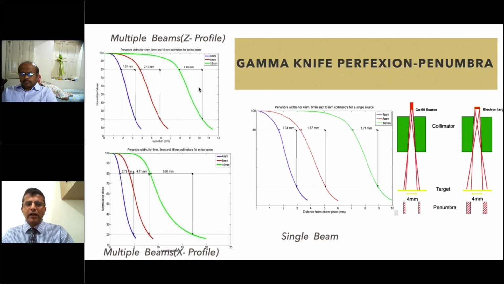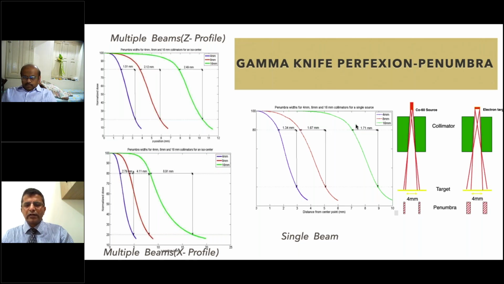If we look into the beam profiles, we could see here the z-axis profile has lower penumbra. In all three dimensions, x, y, and z, we could make out that for all the collimators there is lower penumbra. Here, this is for the X profile. We could see that the penumbra is higher.